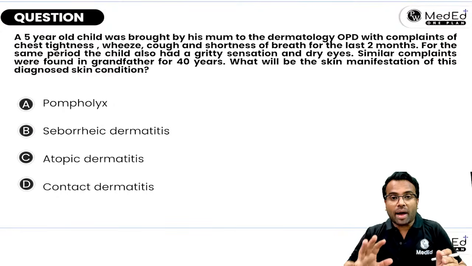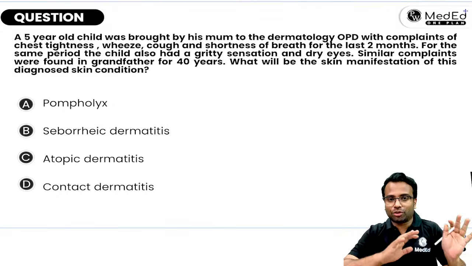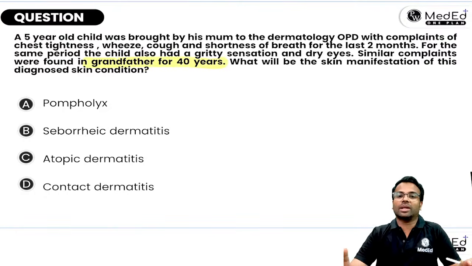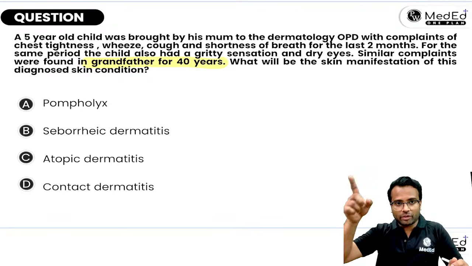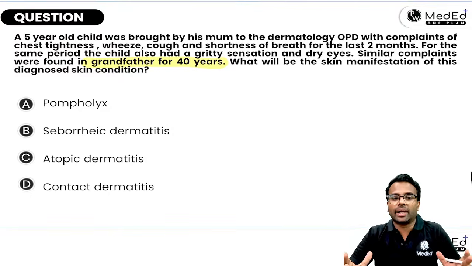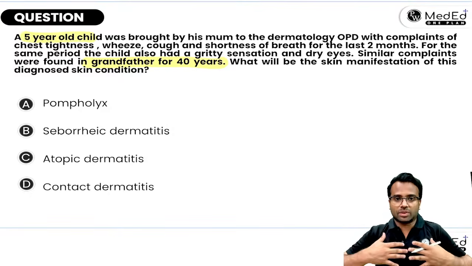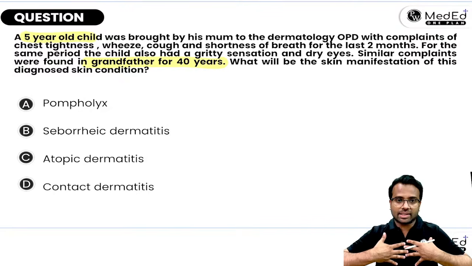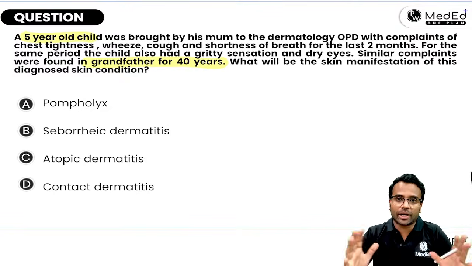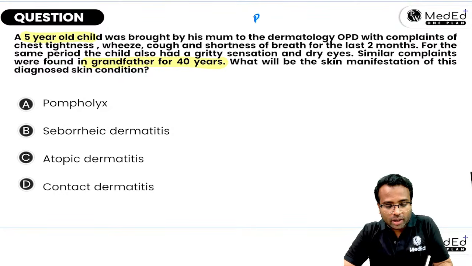Now here, the family history is shown not in the father or mother. There is a mention of a grandfather who is having similar complaints. So remember, when a grandfather is mentioned, it is hinting that there is a family history. And see what is the complaint? It is again a child, with some chest tightness, wheezing, and shortness of breath. When you say wheeze and shortness of breath, we are talking about bronchial asthma.